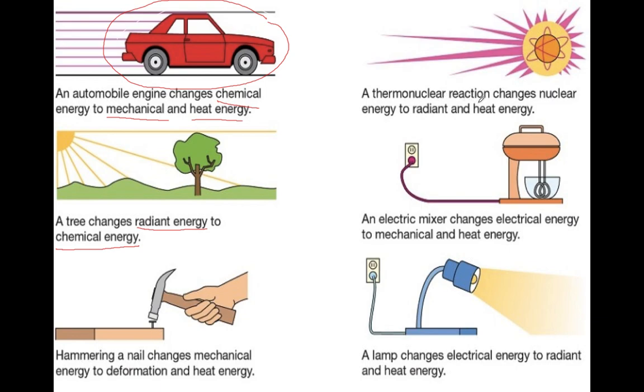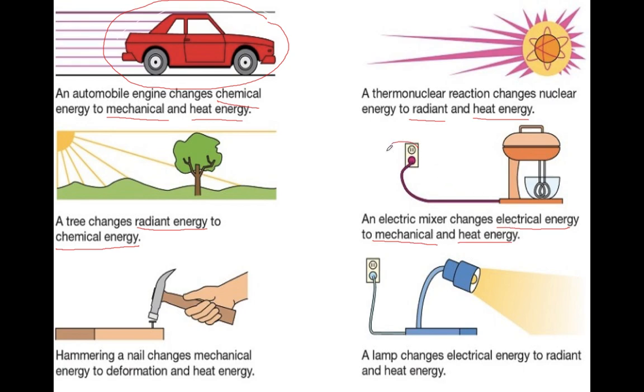A thermonuclear reaction changes nuclear energy into radiant energy, and that's the energy that's produced in the sun. The sun basically splits apart hydrogen atoms, and all of the energy inside the nucleus is changed into radiant energy and heat energy. An electric mixer changes electrical energy into mechanical energy, and some heat is given off, but the primary energy transformation is electrical to mechanical.